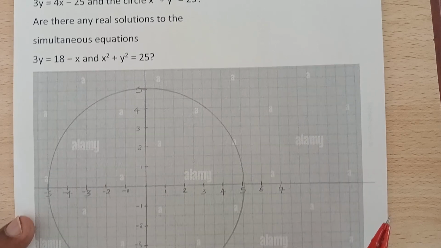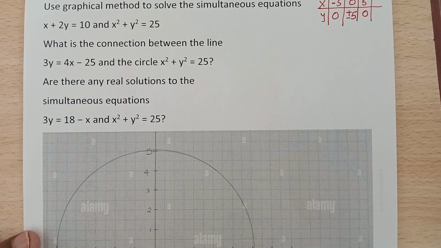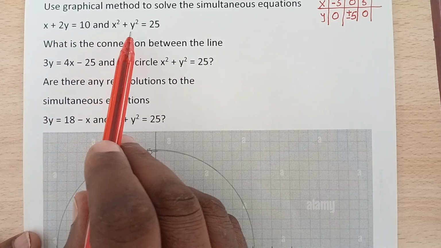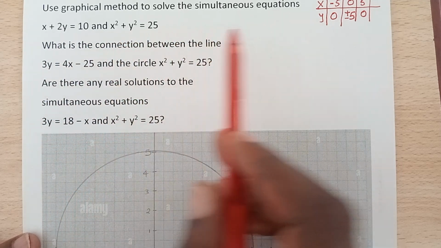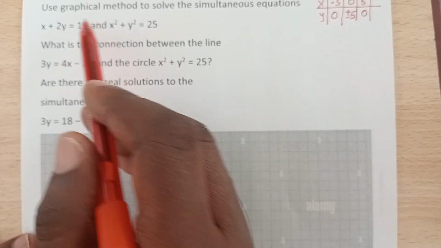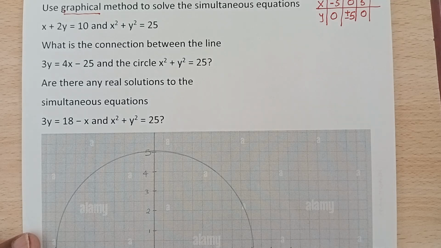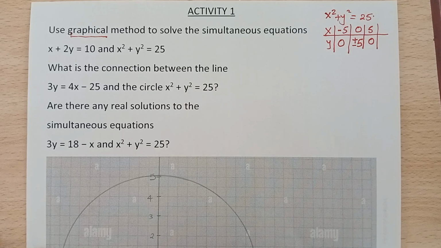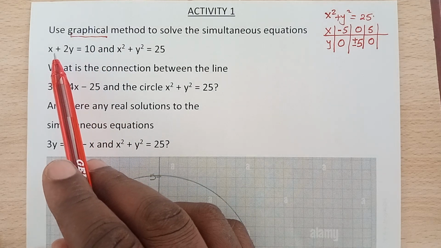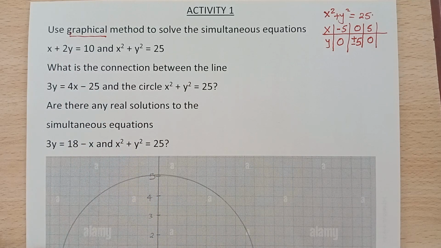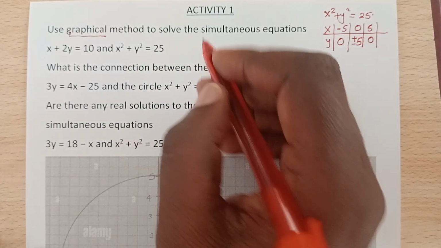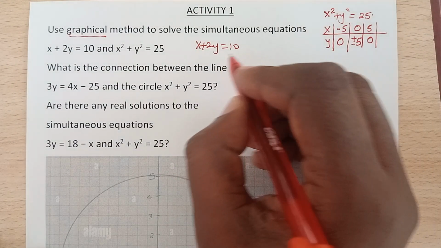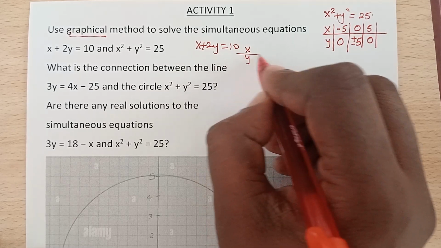And in this case, we are told to use graphical methods to solve the simultaneous equations x + 2y = 10 and of course this equation. Now that we have this graph, graphically means we have to construct both graphs in the same set of axes. Now that we have this circle, we just have to produce the other graph in the same set of axes. We have x + 2y = 10, so we need a table of values of x and y.